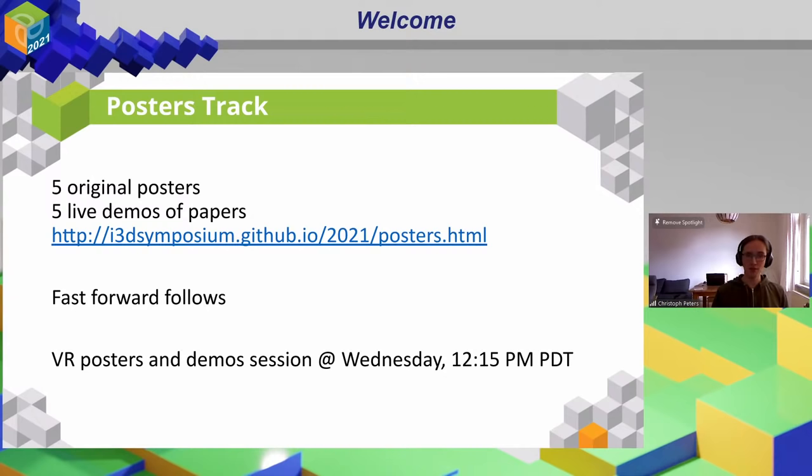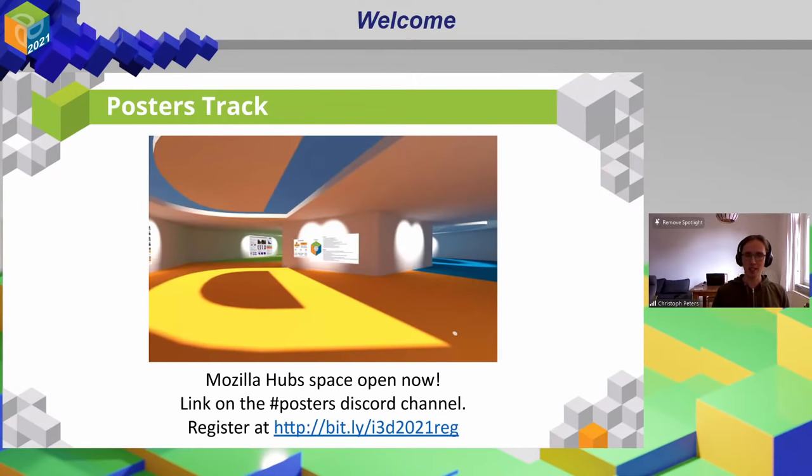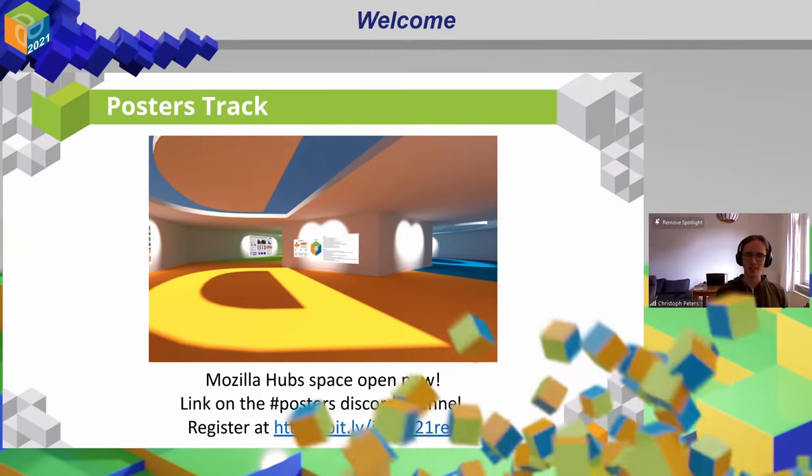Then tomorrow at 12:15 Pacific Daylight Time, we will have our virtual posters and demos session. This session will be hosted in a virtual reality space on Mozilla Hubs. You can walk around and go talk to all the poster and paper authors as you would at a physical conference. The Mozilla Hub is already open now, so you can already check out the posters. The link is in the posters Discord channel. If you like, you can use a head-mounted display, but any browser will do, even on mobile devices. We will also stream poster presentations to YouTube. And now it is time for the fast forwards, featuring all 5 posters.